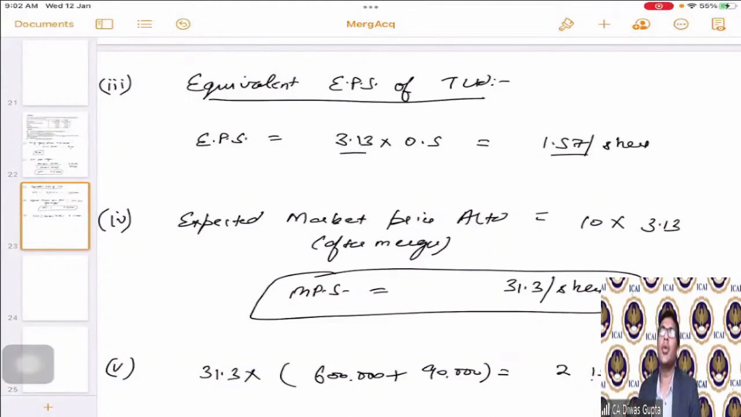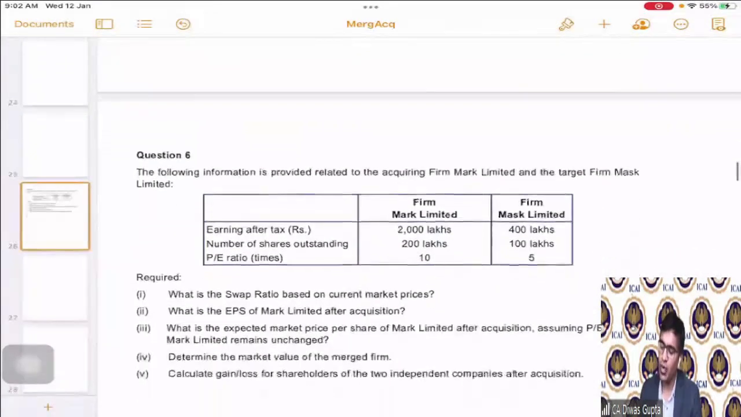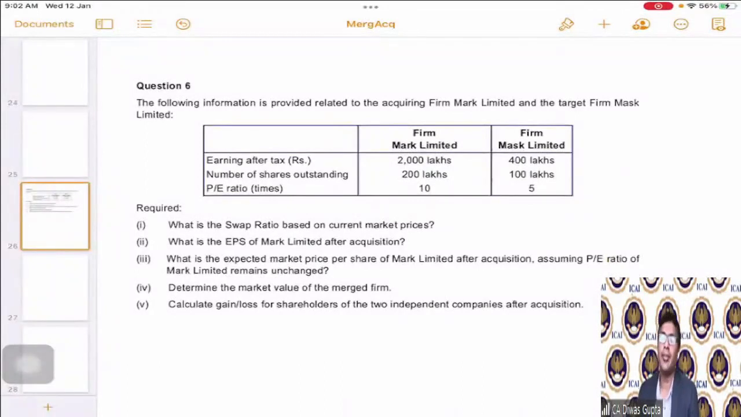Actually, if you see these questions, all these questions are based on the same principles, which is what would be the right swap ratio, what is the post-merger analysis, both based on EPS, MPS, and there is a use of PE ratio. So we need to just figure it out using what details we have to calculate what, with the flow of the question.